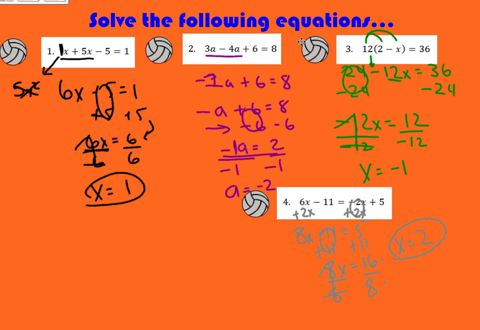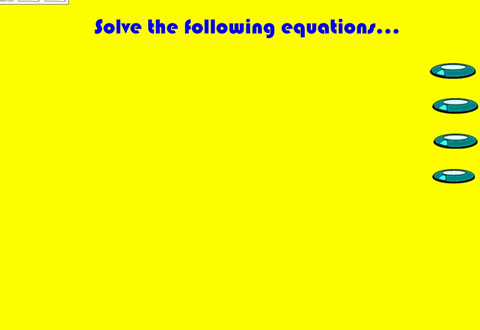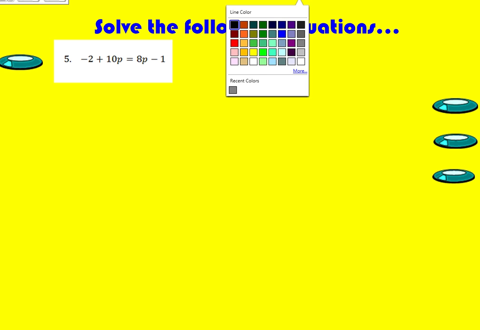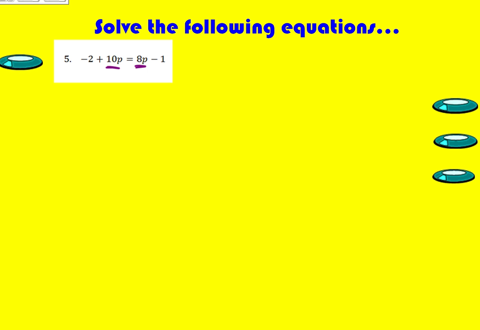Okay, so if you've got to pause, back it up, rewatch those, please do, so you get that solidified in your head. So what happens if I change things up a little bit? So negative 2 plus 10p equals 8p minus 1. So what you're looking at is this. You've got 10p and 8p, and you've got negative 2 and negative 1.